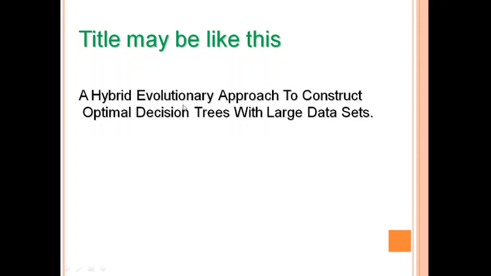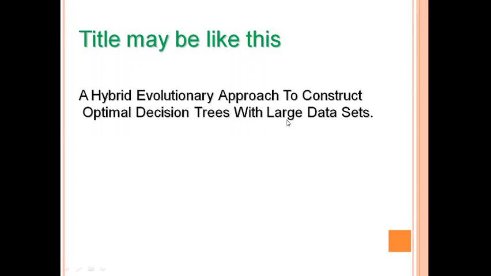Here this title suggests that large data sets are handled, and the objective is to construct the optimal decision tree. So the problem is constructing an optimal decision tree while using large data sets. And what technique is applied here? A hybrid evolutionary approach. Evolutionary means a genetic algorithm like technique is used in combination with the decision tree, so that's why it's a hybrid approach. So the reader can understand that some evolutionary technique is applied in combination with the decision tree to handle the large data sets and to construct the optimal decision tree.